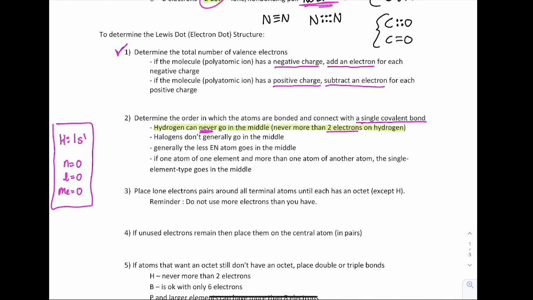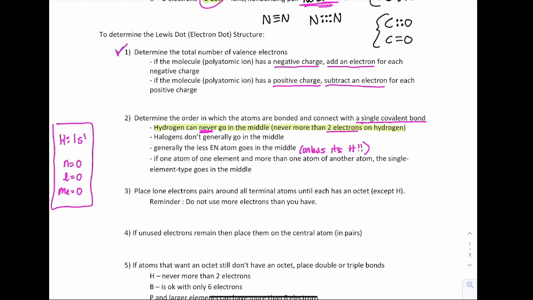So never have hydrogen in the middle. Halogens often don't go in the middle, though sometimes they can, but don't start there unless you only have halogens, right? If I gave you ICl3 or something, then it's all halogens, so one has to. Generally, the less electronegative atom goes in the middle, unless it's hydrogen. Right? Water, oxygen is going to go in the middle, and oxygen is more electronegative than hydrogen, but hydrogen can't go in the middle.